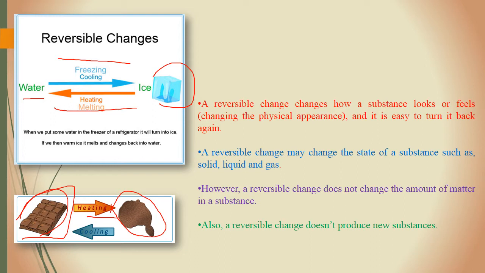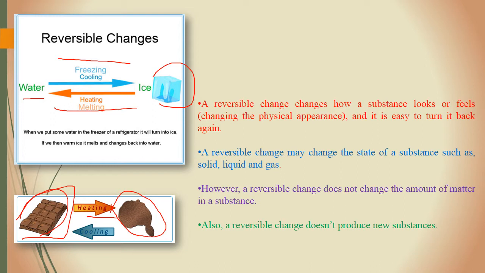Here you can see in this picture that when we put some water in a freezer or a refrigerator, it will turn into ice cubes. Then again we allow that ice to warm and melt, and it changes back into water. So when a substance is allowed to regain its shape and change its physical appearance, it is said to be a reversible change. In reversible changes, the states of a substance are changing.